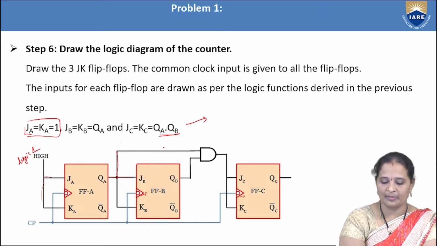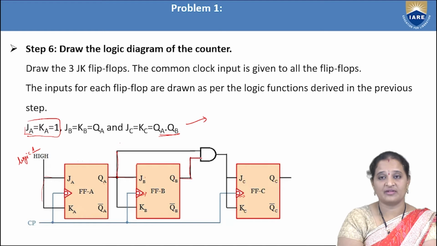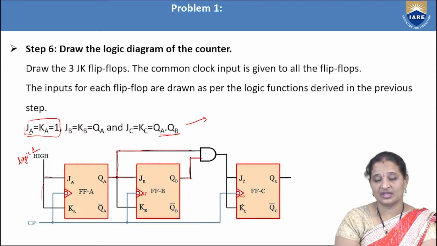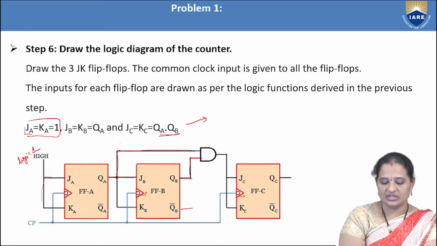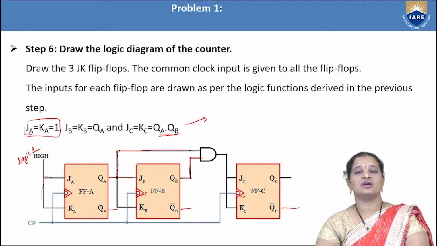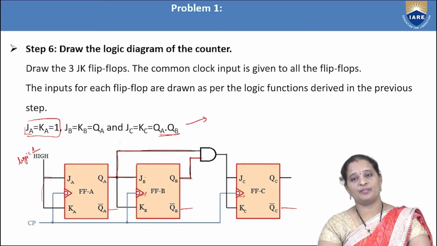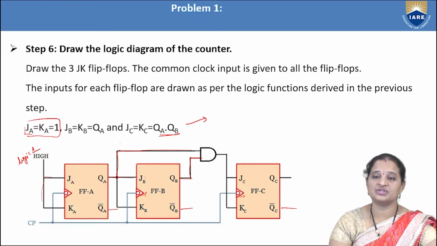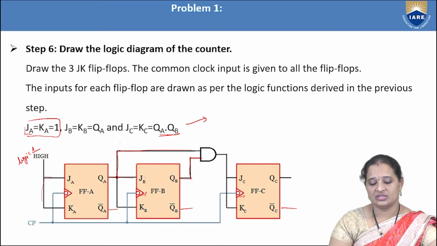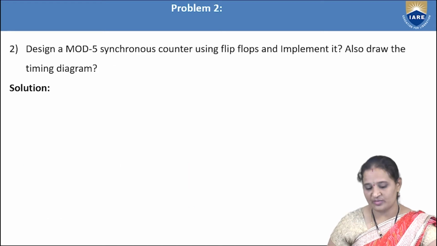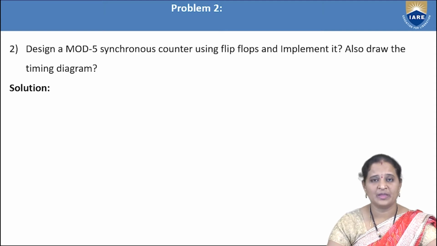I am taking QA and the QB output of the second flip-flop and I am using an AND gate. The output of the AND gate is given as input to the JC and KC inputs of the third flip-flop. So, this is the implementation of that 3-bit synchronous up counter using JK flip-flops. So, this is about this designing. Now, let us discuss one more problem here. I hope it is clear.